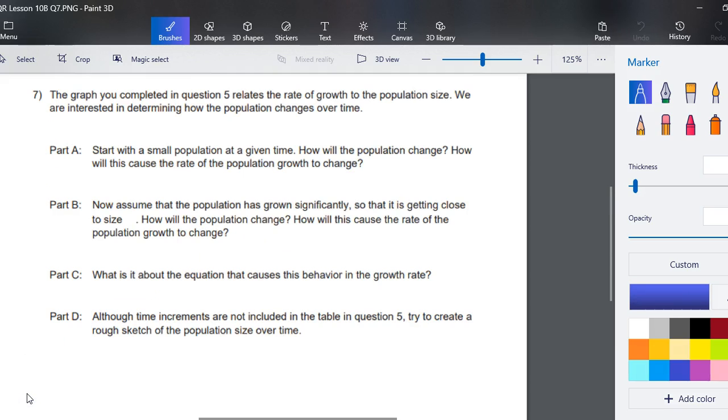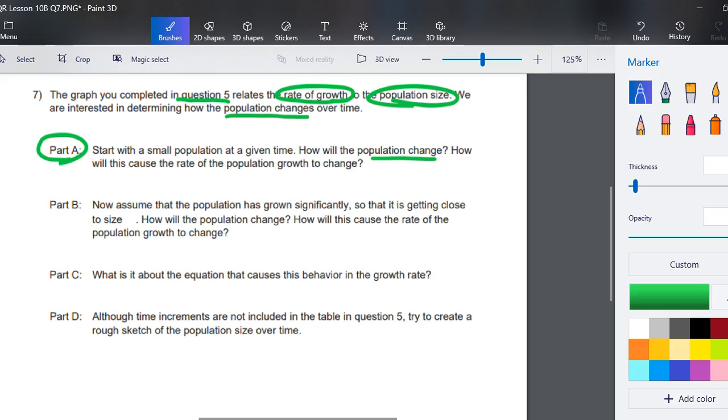So finishing up this lesson with question 7, it says that the graph you completed in question 5 relates the rate of the growth to the population size. We are interested in determining how population changes over time. So start with a small population at a given time. How will the population change? How will this cause the rate of the population growth to change? Again, if you have not hit pause, go ahead and hit pause, write something down for all 4 parts, and then come back and we'll talk through these together.